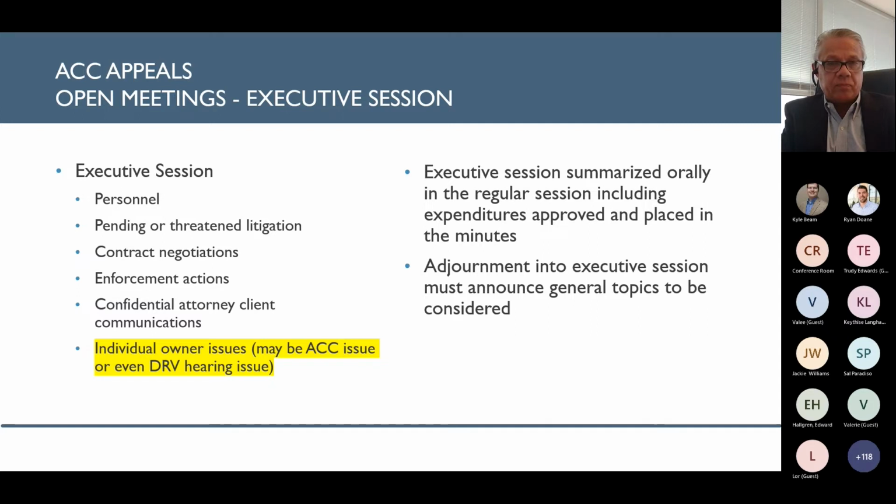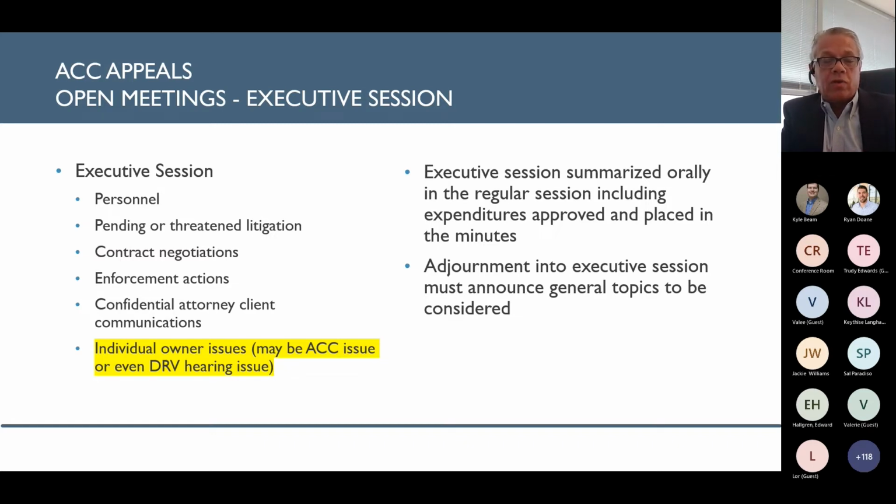Or like I said, if the owner agrees, you can have the hearing in the executive session. So that's something to keep in mind. Probably one of the most common things we see boards doing incorrectly is discussing things in the executive session that should be discussed in the open session. The intent of the law really is for all board business to be discussed in the open session. Now, they've carved out these exceptions for the executive session.